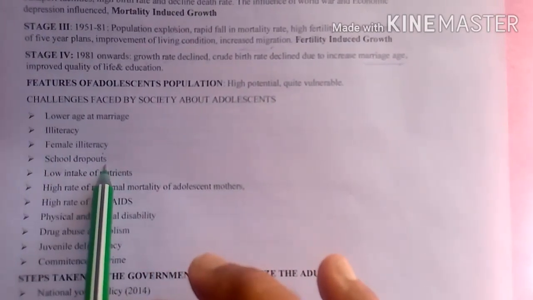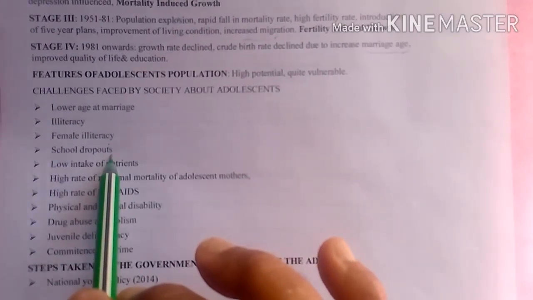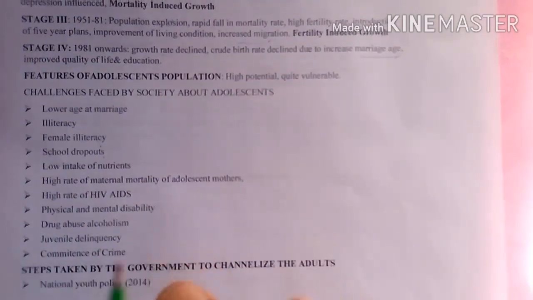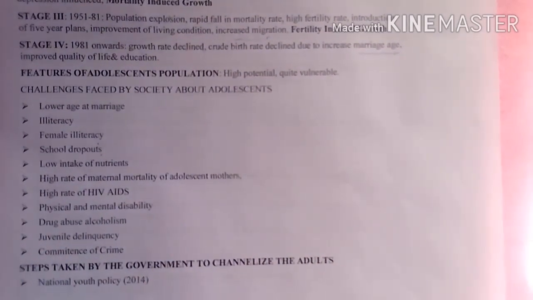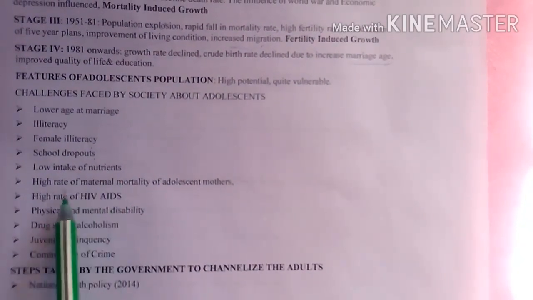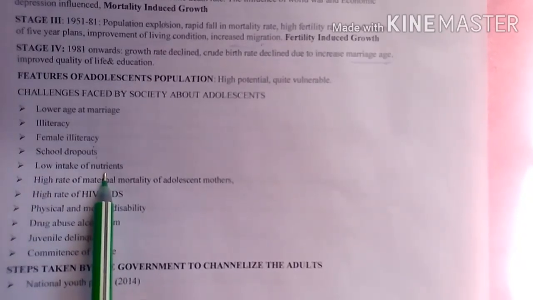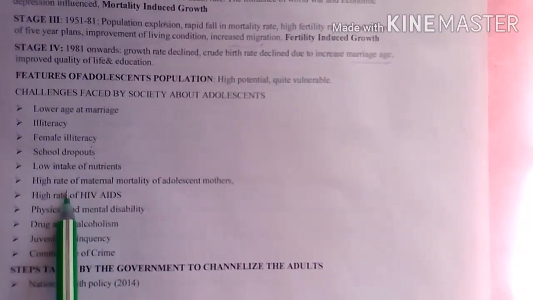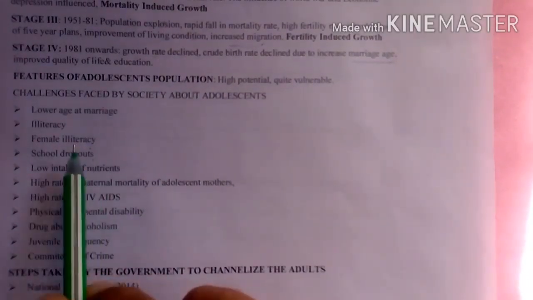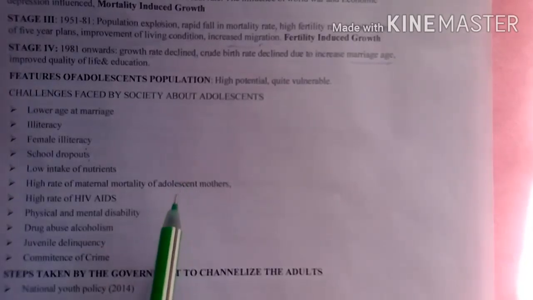School dropouts means students who leave school in between the session without completing it. Low intake of nutrients means they have taken low-nutrient foods. High rate of mortality. These are all the challenges faced by society about adolescents.